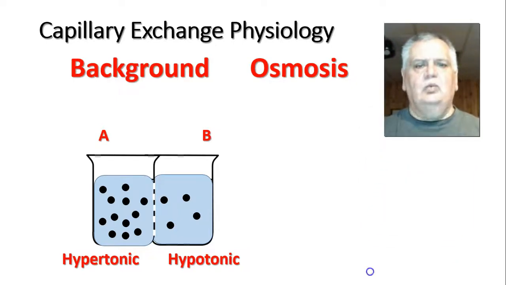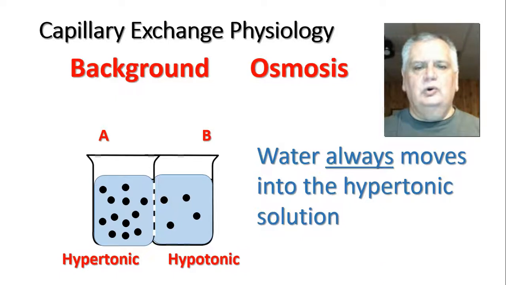Well, remember, water is always going to move into the hypertonic solution. So as we take a look at these two, water is going to move from, excuse me, from Beaker B into Beaker A. Why does that happen? How do we know that?